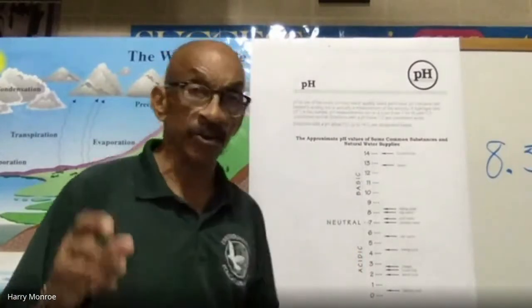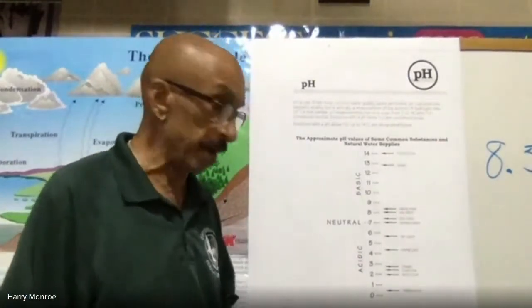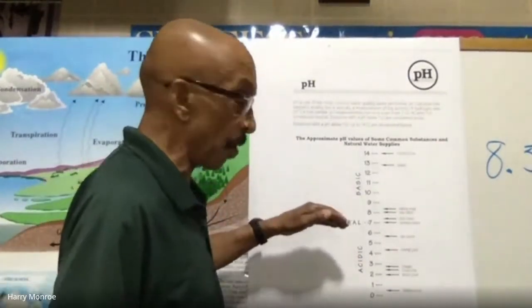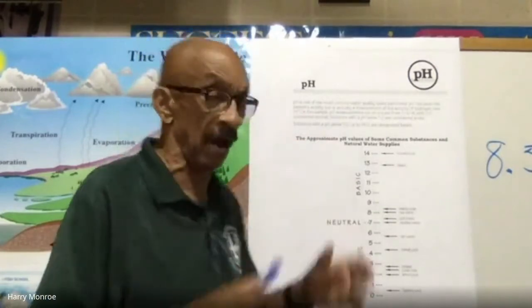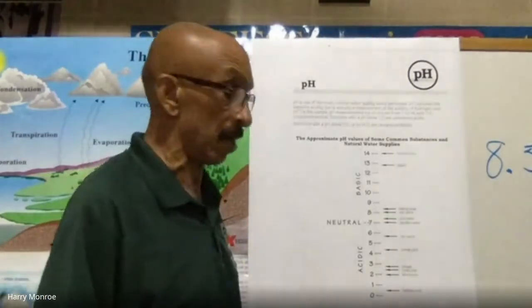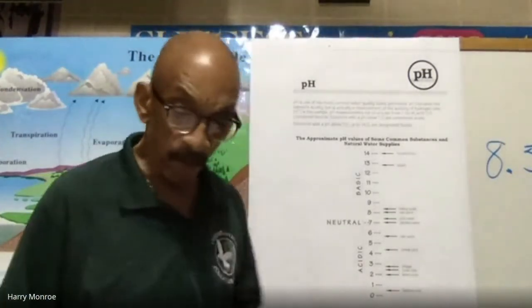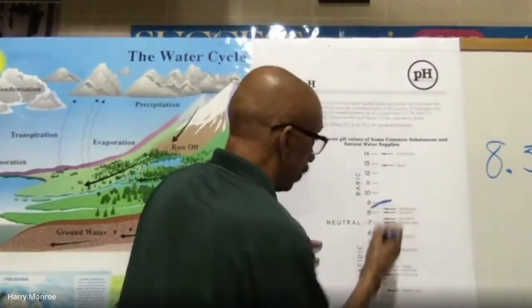Anything below 7.0 is considered to be acidic. Anything above 7.0 is on the basic side or the alkaline side. Now, that 8.5 reading that we got, that's somewhere around in this area right here.